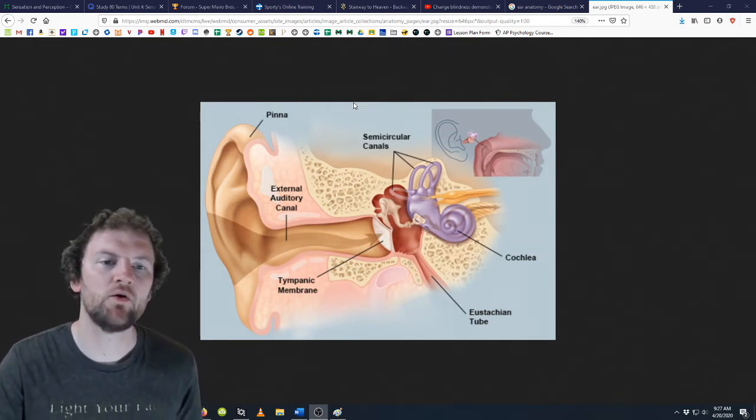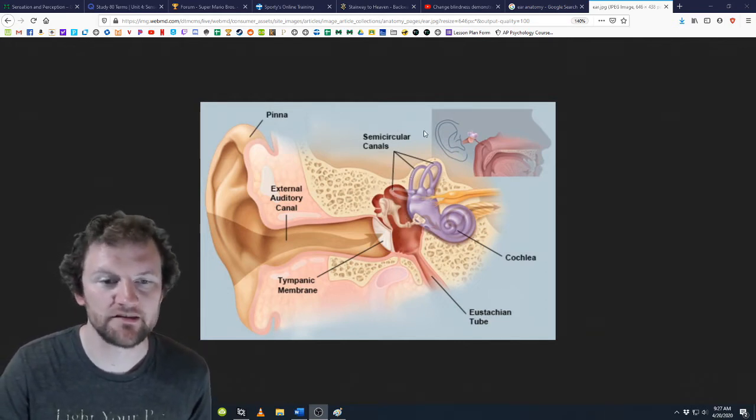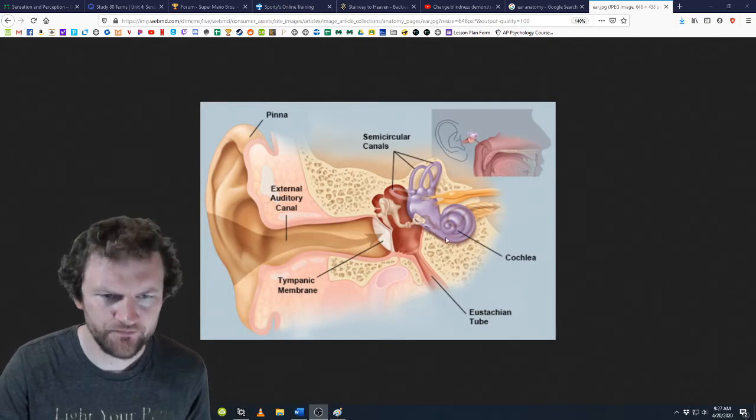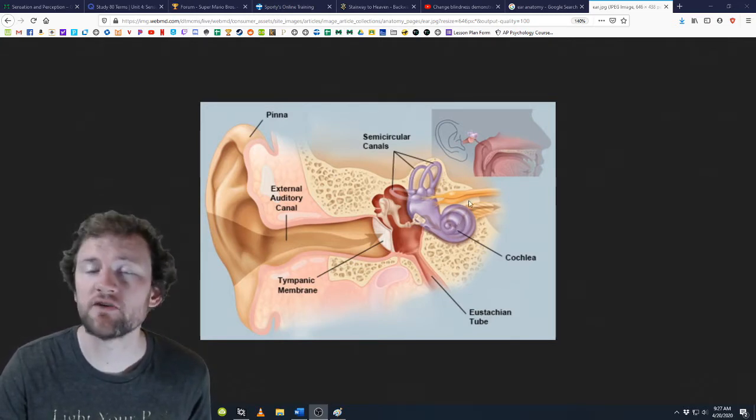By the way, this whole outer part is called the outer ear. This middle part is called the middle ear, and you guessed it, this part here is called the inner ear. This snail-looking thing here, the curled up snail, is called the cochlea.